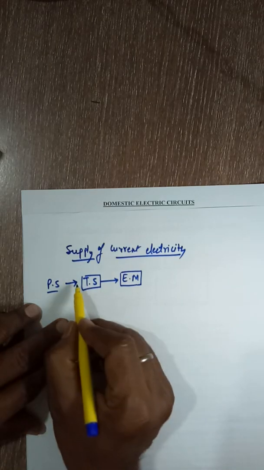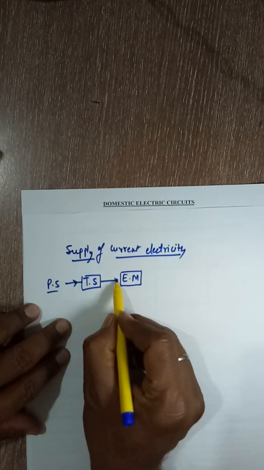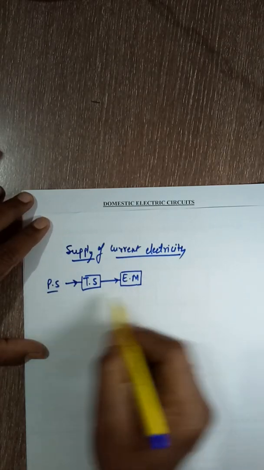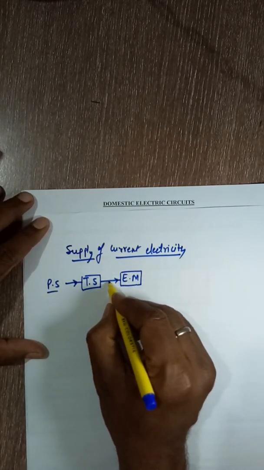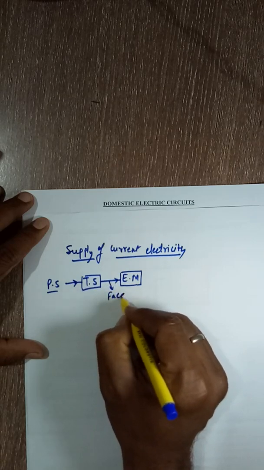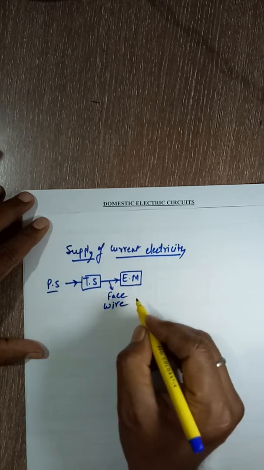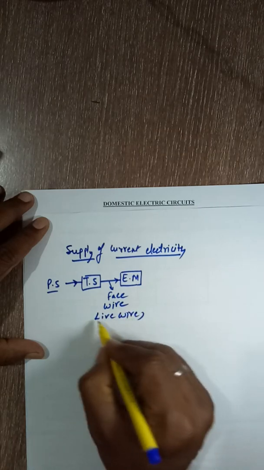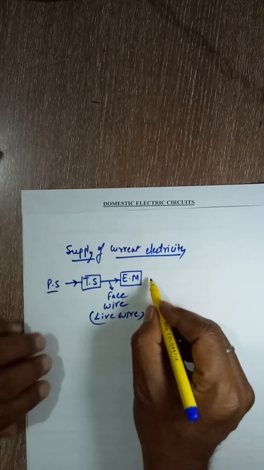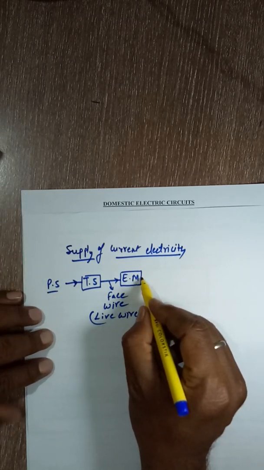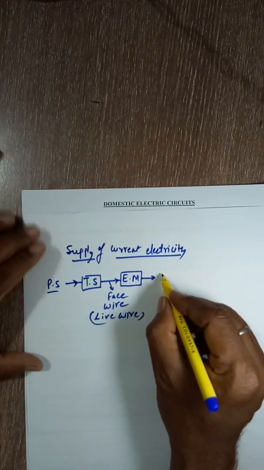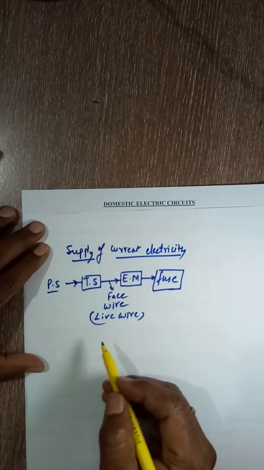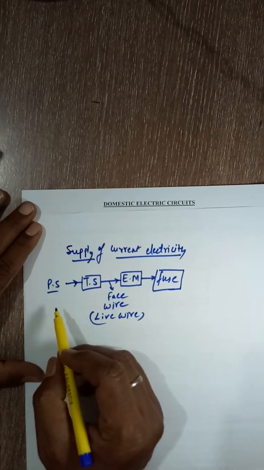Now this is where the phase wire comes. This wire is the phase wire. It is also called the live wire. It goes into the electric meter. Then after that it goes to the fuse, right? So understand this. Let us see it again.